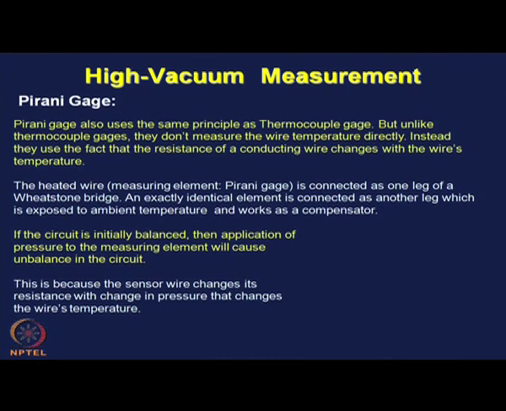So, Pirani gauge also uses the same principle as thermocouple gauge, but unlike thermocouple gauges, they do not measure the wire temperature directly. Instead, Pirani gauges use the fact that the resistance of a conducting wire changes with the wire's temperature. So, the heated wire, which is, let us say, my measuring element of the Pirani gauge, is connected to one leg of the Wheatstone bridge.